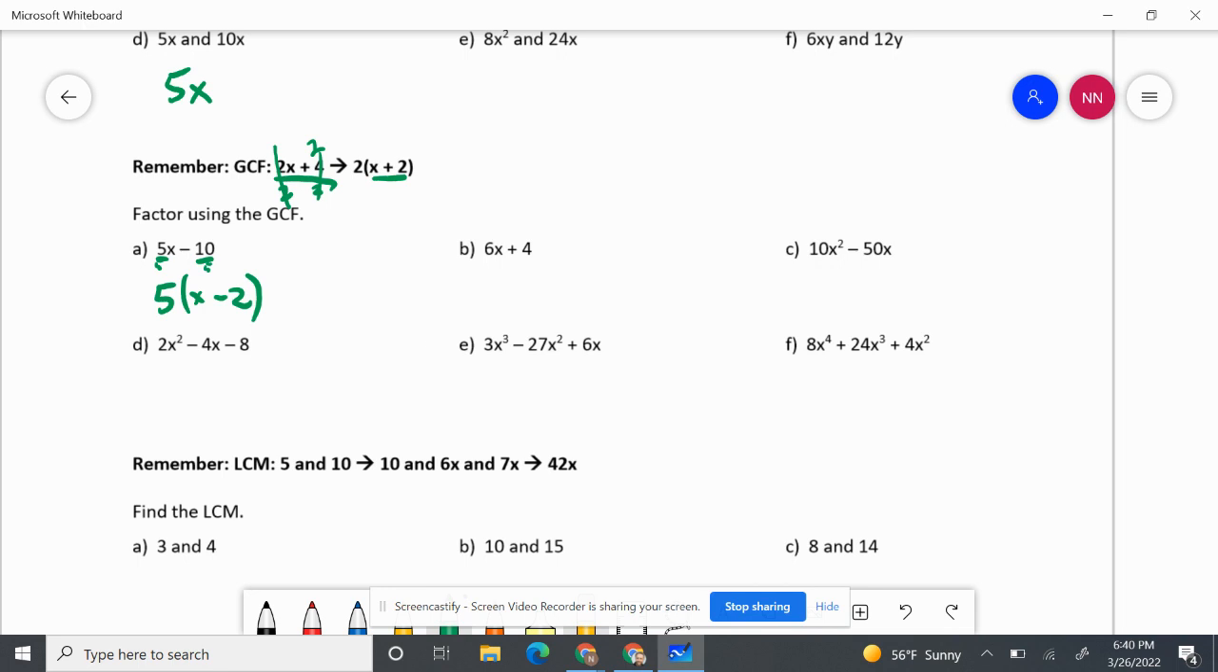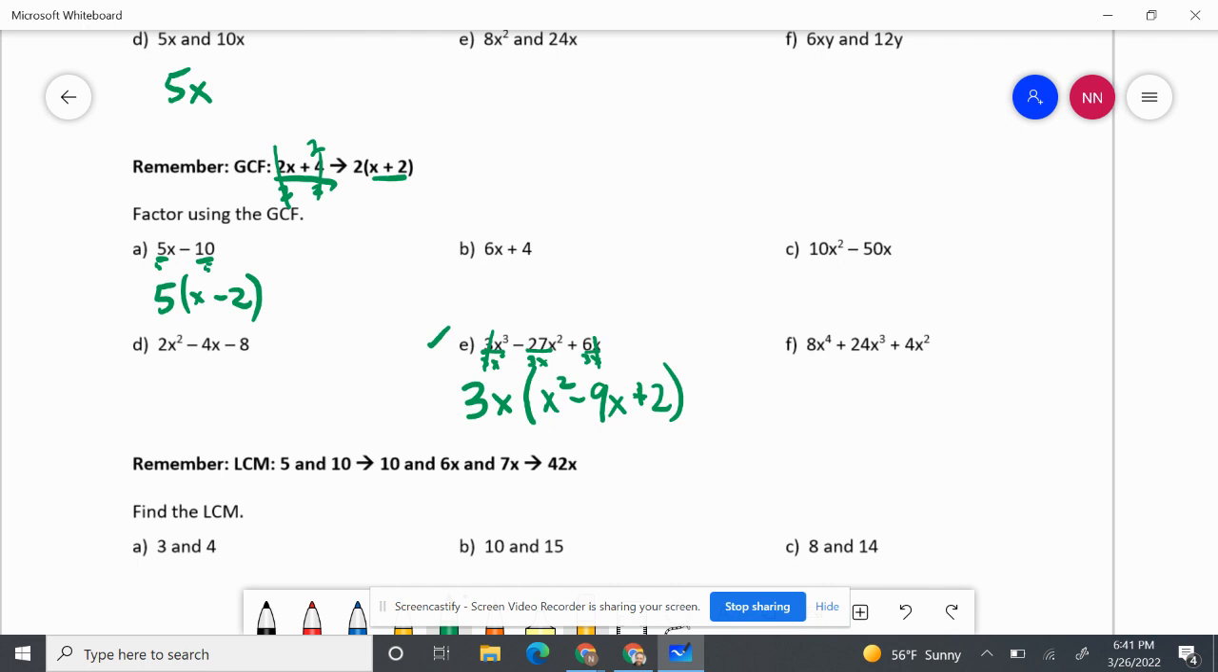Now let's skip over to letter E. We have a 3, a 27, and a 6, and each of them have a 3 in common. This is an x cubed, x squared, and an x, so they each have an x in common. Now, after we find the greatest common factor, we take each of the terms and divide them by 3x. That's, in this case, x squared. And for the second term, when we divide it by 3x, we have negative 9x. And for the last one, when we divide it by 3x, the x's cancel. 6 divided by 3 gives us 2.